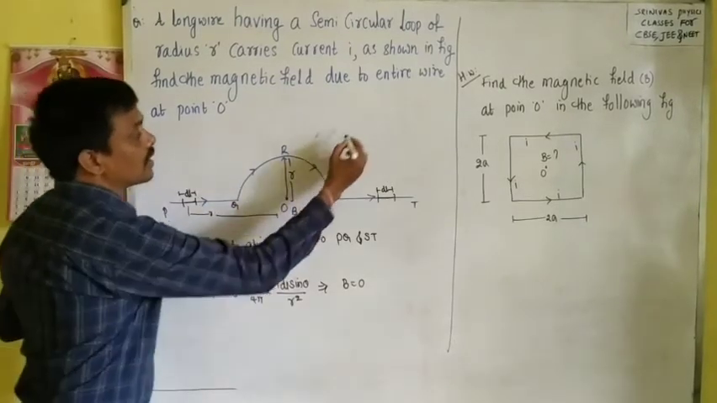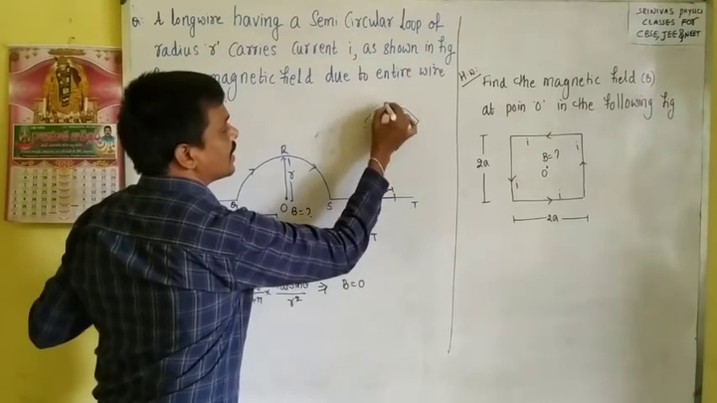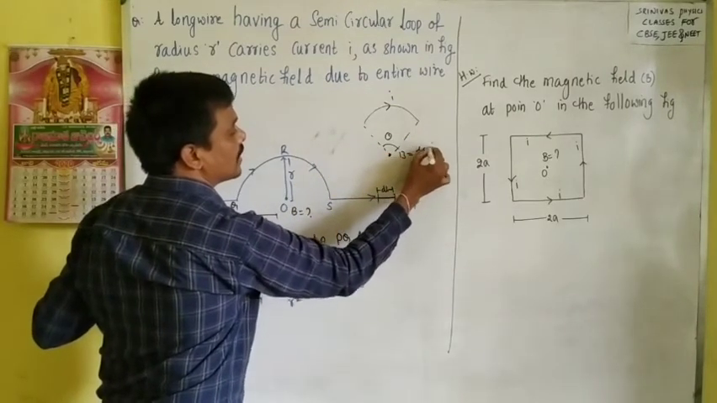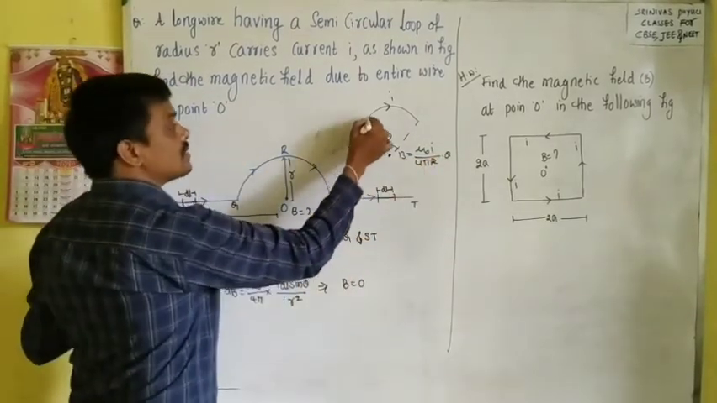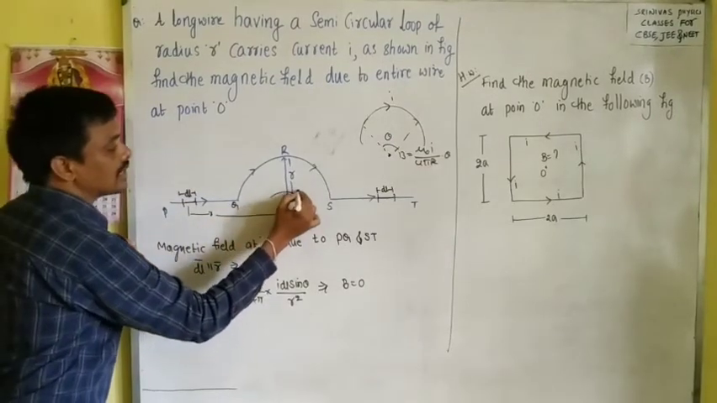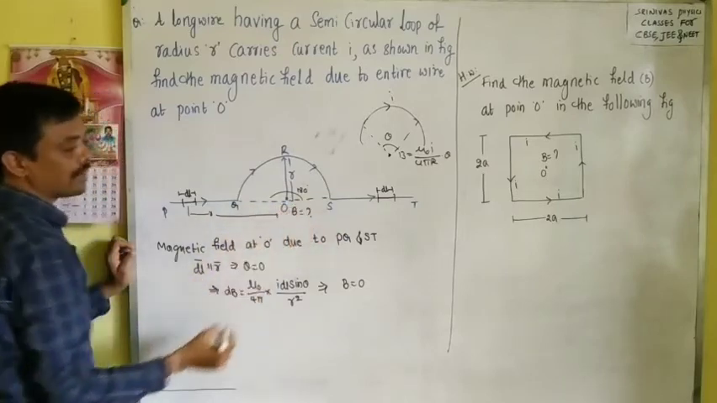For that we know already this is an arc. If the current carrying arc is making theta angle at the center, the B formula is mu naught I by 4 pi r into theta, that we know. But here, semicircular means how much angle will it make? It will make 180 degrees. Right? 180 degrees it will make when we combine them.